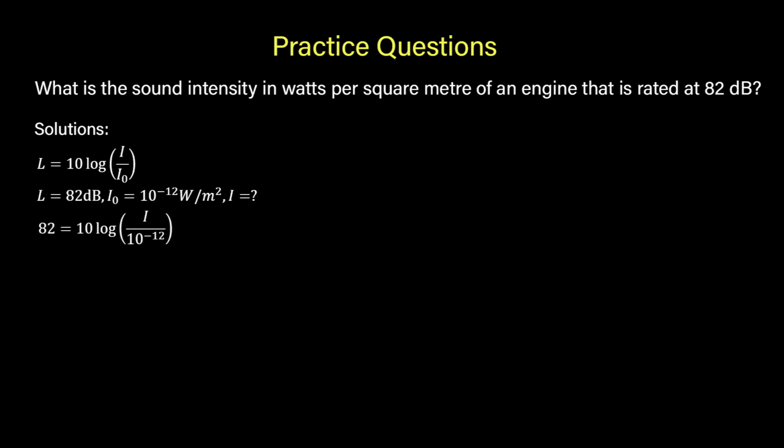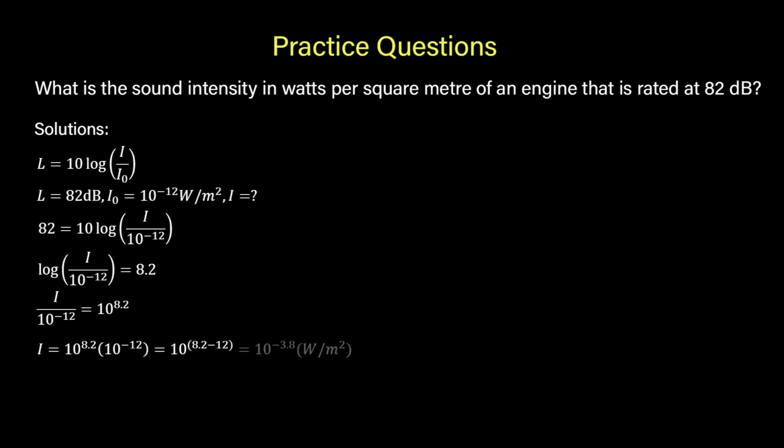82 equals 10 log of I divided by 10 to the power of negative 12. Log of I divided by 10 to the power of negative 12 equals 8.2. I divided by 10 to the power of negative 12 equals 10 to the power of 8.2. I equals the product of 10 to the power of 8.2 and 10 to the power of negative 12, which equals 10 to the power of negative 3.8 watts per square meter.